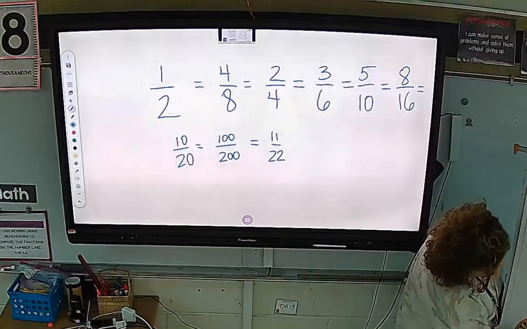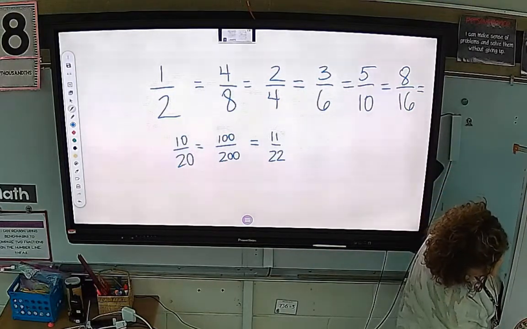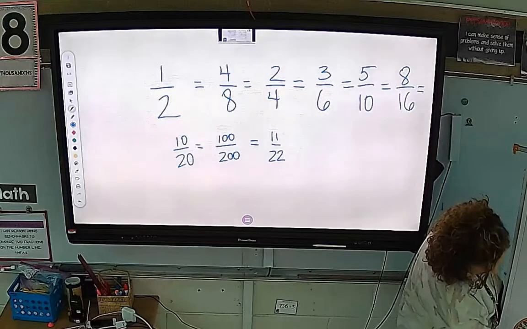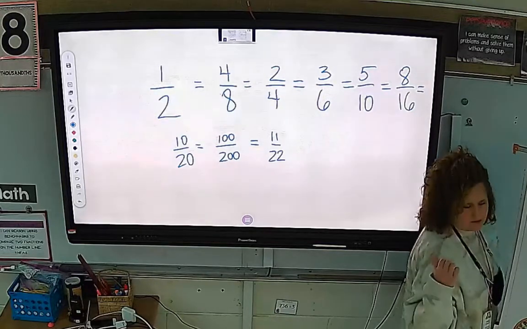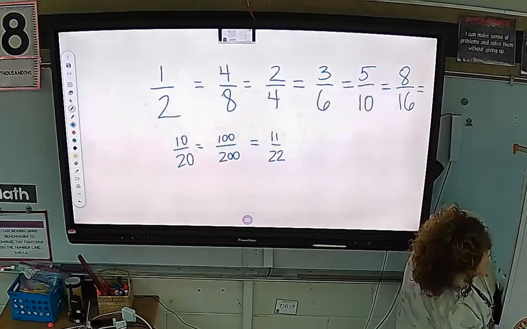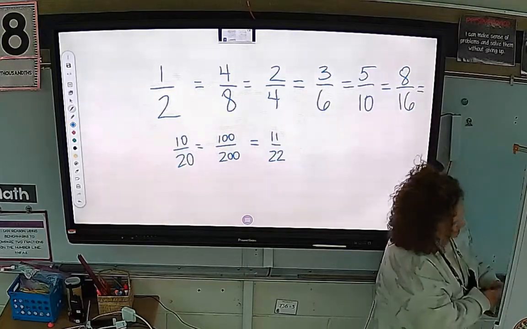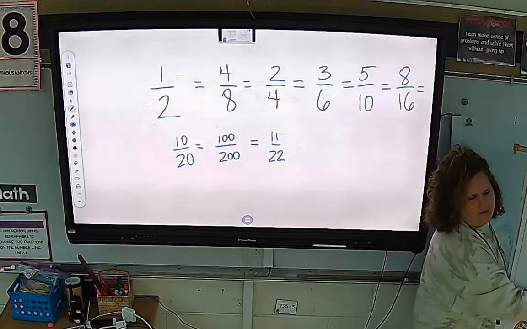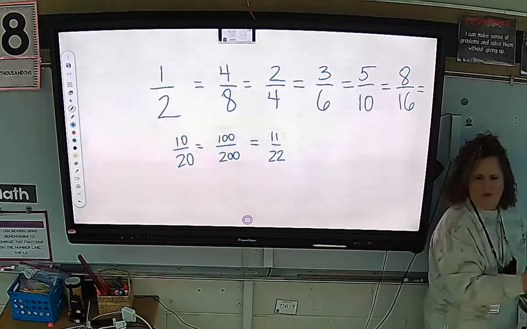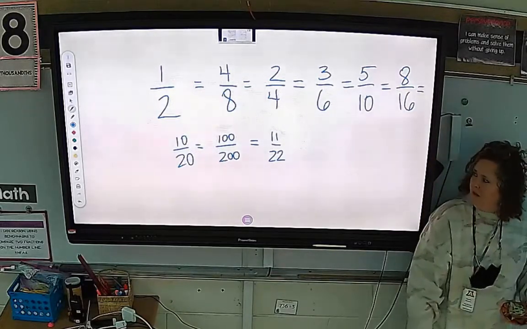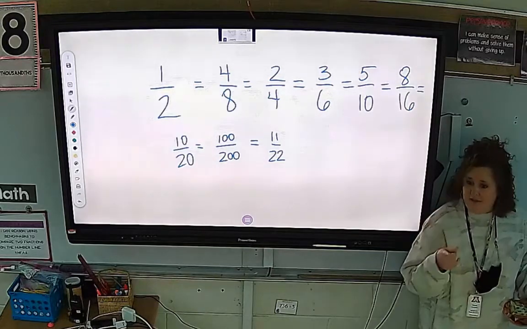3/6, is that up there? Yeah. But look at all of our denominators. They're all what? Different, even. They're all different, and they're all even.